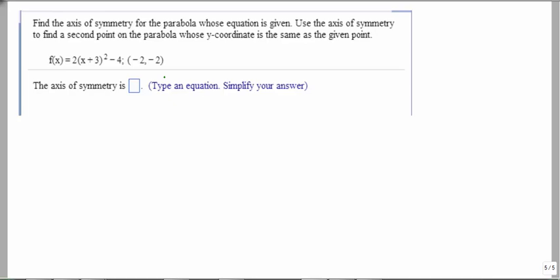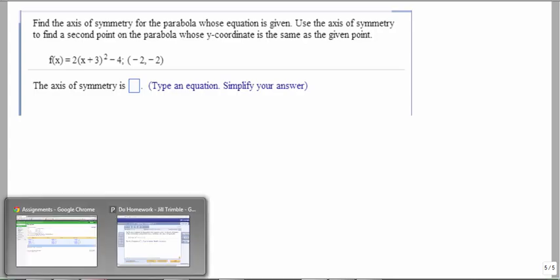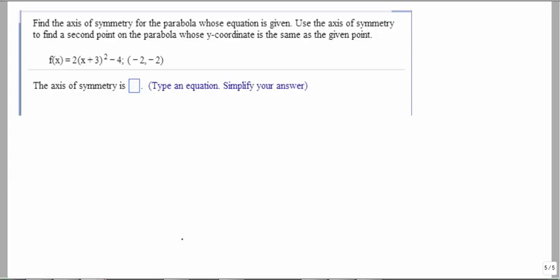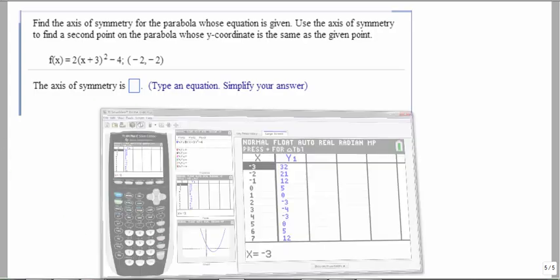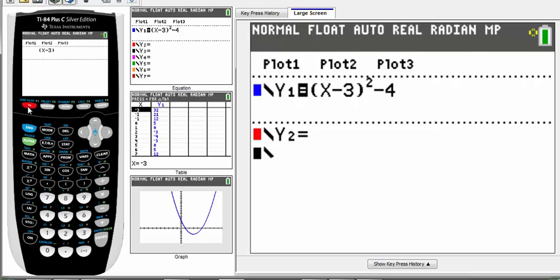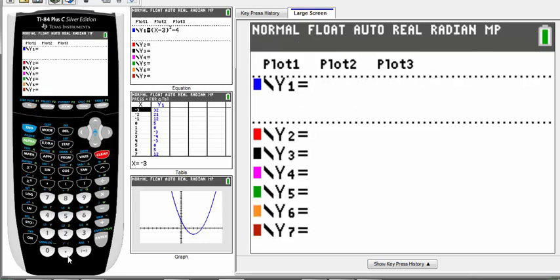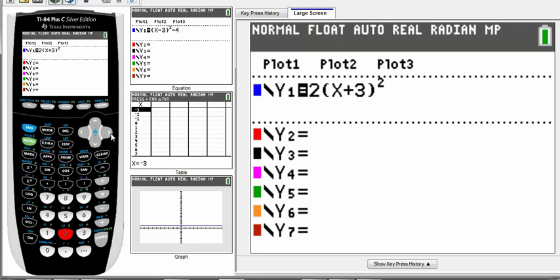Okay? So let's go ahead and graph this in with your calculator. So let's do (2x plus 3) quantity squared minus 4. So y equals (2x plus 3) quantity squared, and then minus 4. And hit graph. Let's graph it.